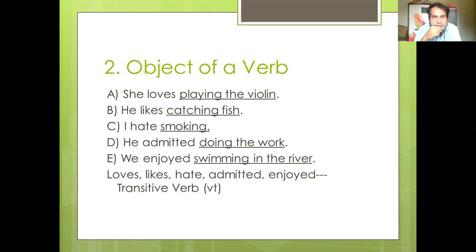Number D, he admitted doing the work. He admitted something. What he admitted? He admitted doing the work. So doing the work is the object, and the object begins with a gerund. Doing is the gerund. We enjoyed swimming in the river. We enjoyed something. What we enjoyed? Swimming in the river. So swimming in the river is the gerundial phrase, and it is also the object of a verb.